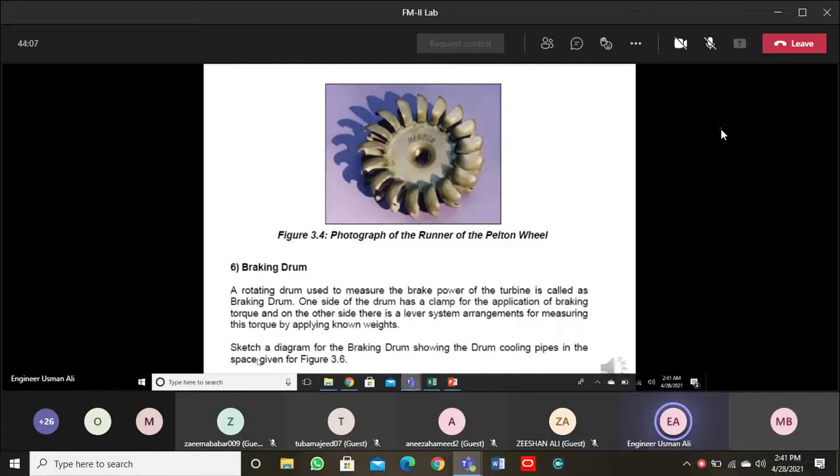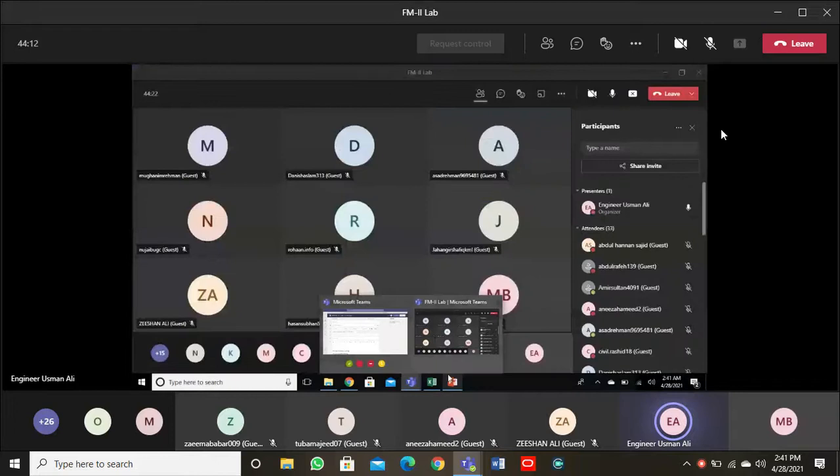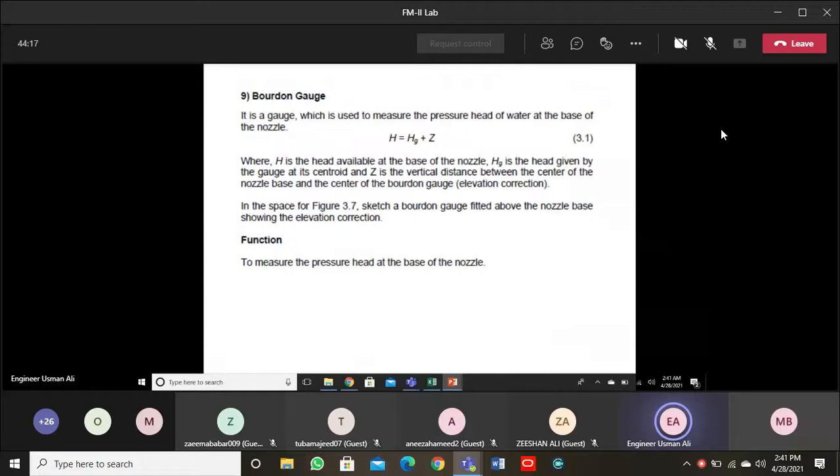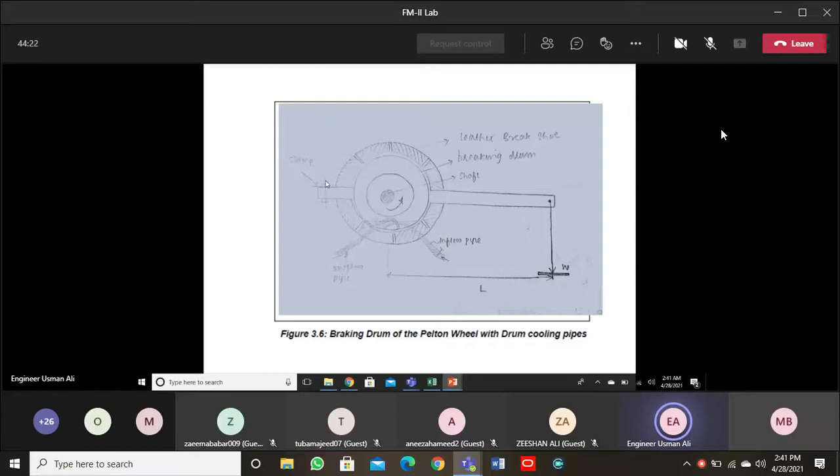The function is to measure the pressure head at the base of the nozzle. This is about the Pelton wheel and the figure that you have to make in this design, in this experiment. So this is the screen over here. The turbine is this line.